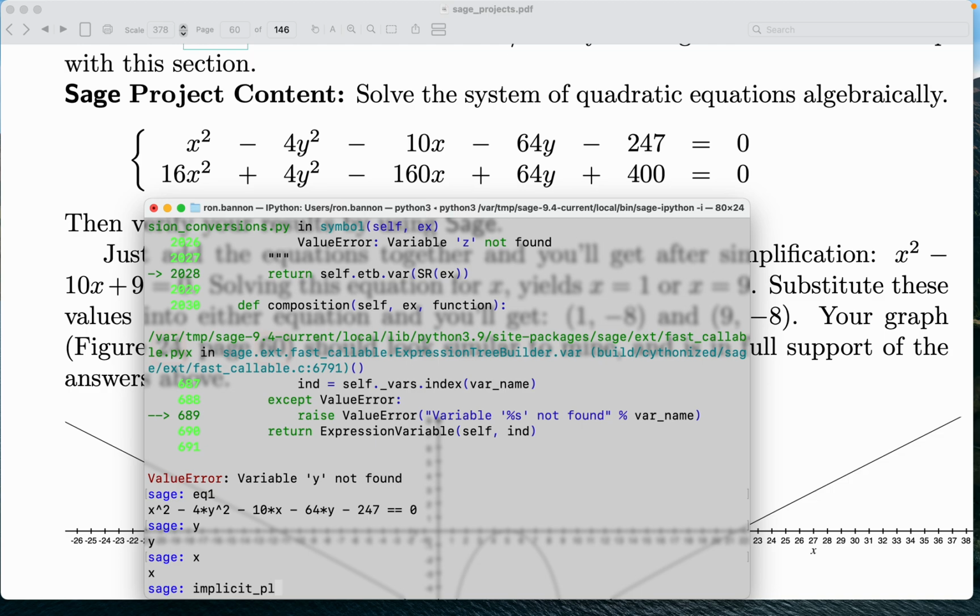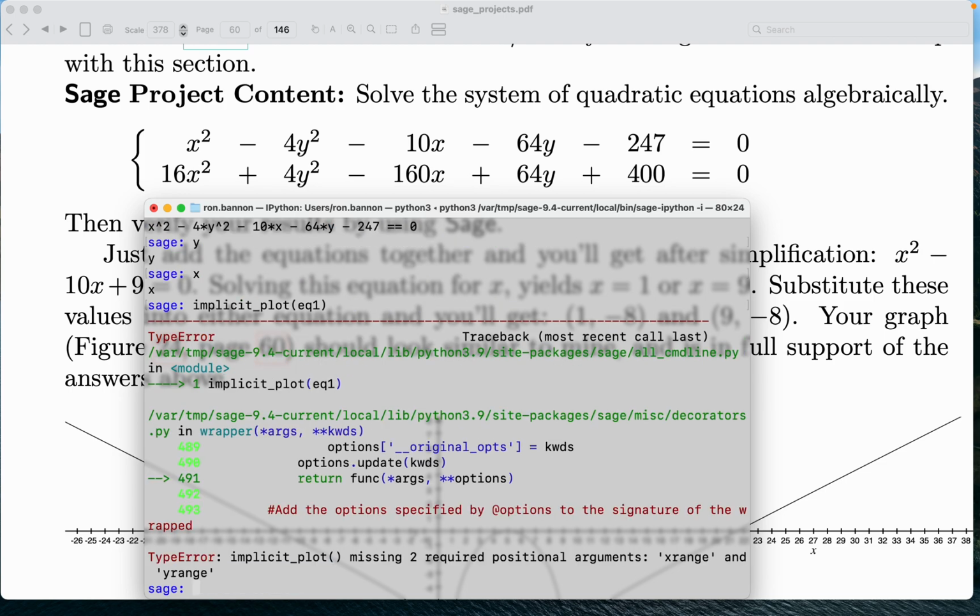Again, my mistake. Implicit plot, EQ1. Let me just see what happens over here. They tell me I'm missing arguments: the X range and Y range. Let me put that down. For EQ1, I'm going to put the X range between, I don't know, minus 20 and 20. And I'll put the Y range between minus 20 and 20. And this is just a dirty picture at this point.